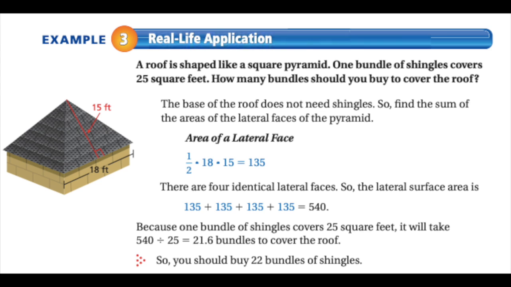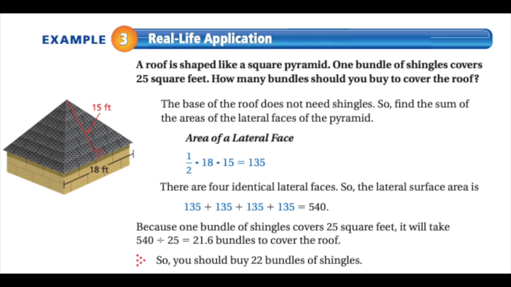Notice, with this problem, we're only asked to work with the roof. So we do not care about the walls of the house. All we're really focused on is that roof. And then also there's going to be a second step of finding out how many bundles of shingles we're going to need to buy. So the first thing that we're going to need to do is find the area of just those lateral faces. And so again, it's a square pyramid. So we need to focus on getting the 4 lateral faces of the pyramid.